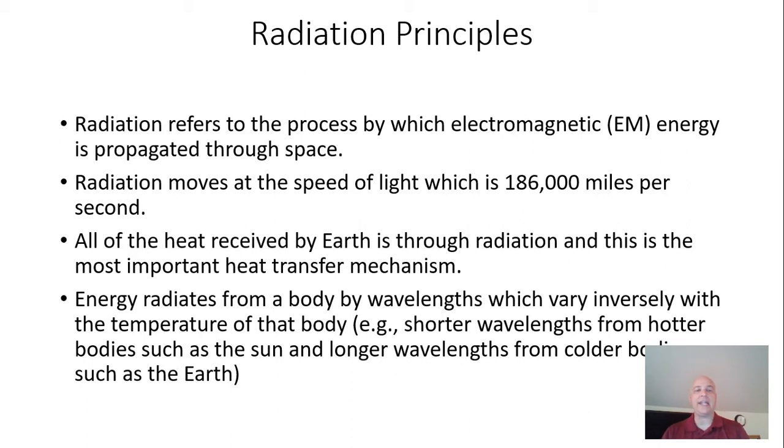Now, energy radiates from a body by wavelengths, which vary inversely with the temperature of that body. When I say that, what I'm getting at here is hotter bodies are going to emanate shorter wavelengths, such as the sun, because it's a very hot star, whereas colder or cooler bodies are going to emanate longer wavelengths, and this would be an example of Earth. So the sun tends to emit at shorter wavelengths because it's so hot, and the Earth tends to emit at longer wavelengths because it's cooler.